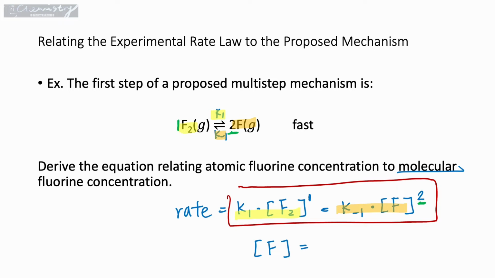So for the atomic fluorine, all we have to do is divide both sides by K to the negative 1 and take the square root. So that is K1 times F2 divided by K negative 1. And remember, there is a square for fluorine, so we have to take the square root of this in order to have fluorine by itself, or just do a 1/2 power. So both of them will work. The one at the bottom is more literal to what it is asking, relating the atomic fluorine concentration to the molecular fluorine concentration. But if your answer is the one in the red box, that totally works too.